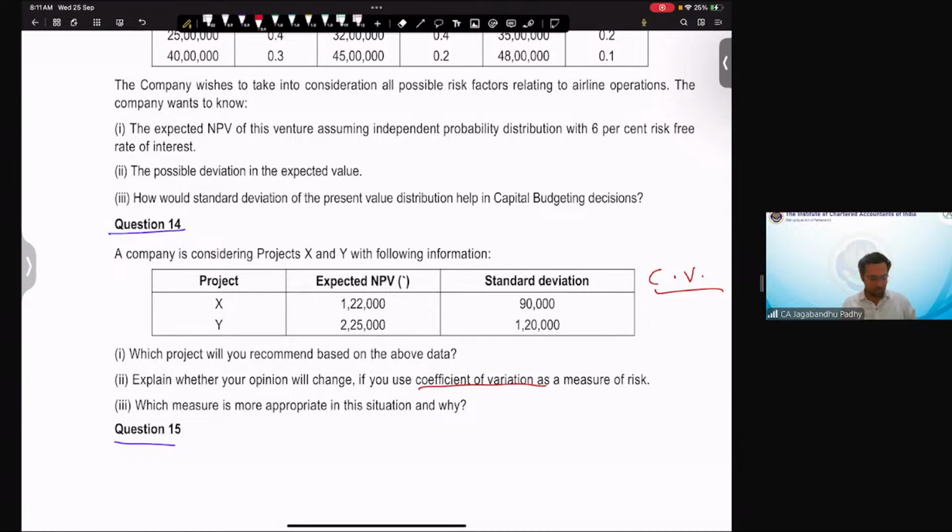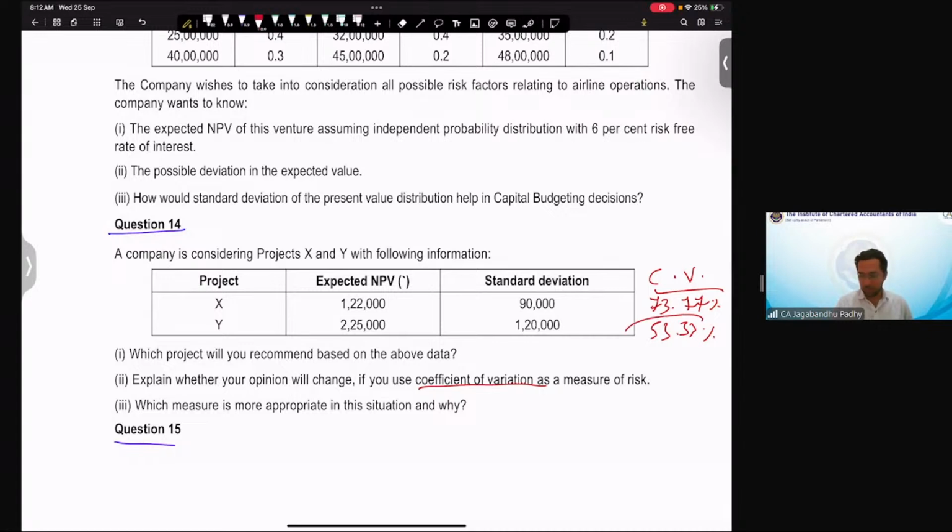So 90 divided by 1,22,000, that is 73.77%, or I can say 0.73. So that's 73.77%. What about project Y? 1,20,000 divided by 2,25,000. That's 0.533 or 53.33%. So tell me, based on coefficient of variation, which one are we going to choose?